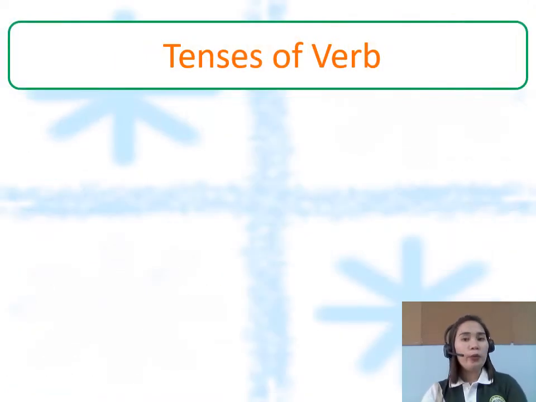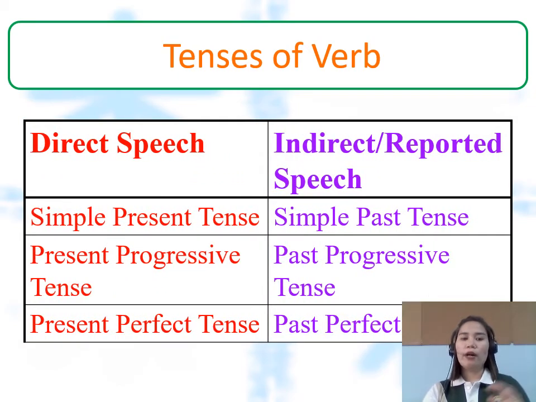So we are done with the changes in pronouns. Now, please take note of the changes in the tenses of the verb. So we have here, when we are using simple present tense in direct speech, we have to change it into simple past tense in reported speech.